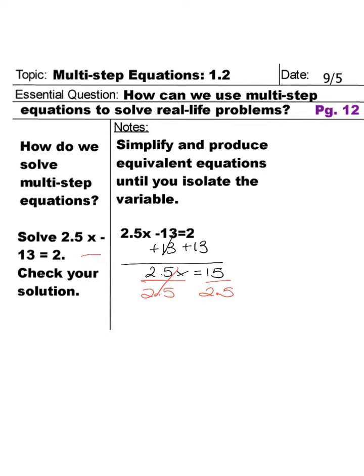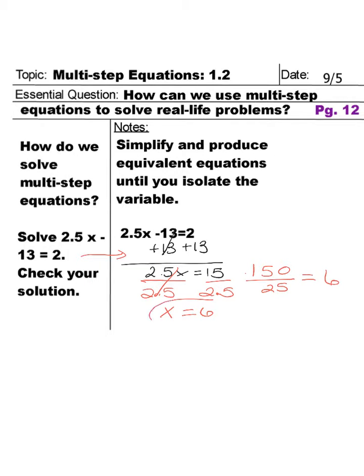I'm doing this problem right here. I just rewrote it. So I get x equals 6. If I wanted to get rid of that decimal, I could multiply the numerator and denominator by 10, and that would be 150 over 25, and that's also 6.